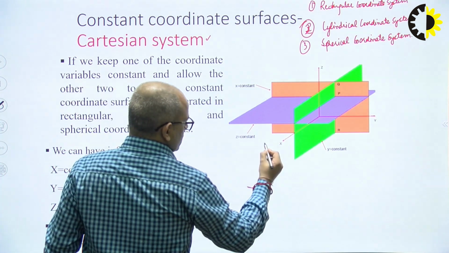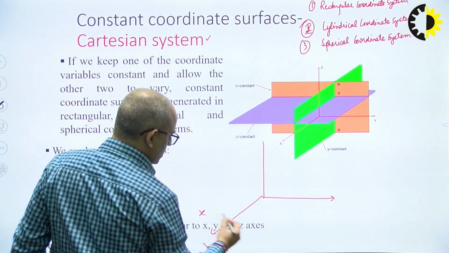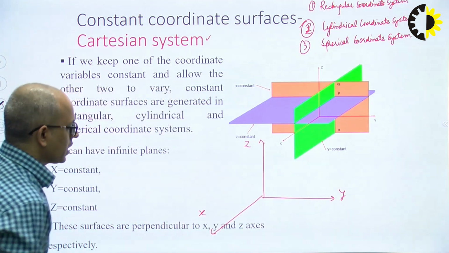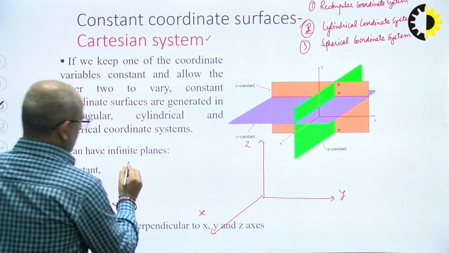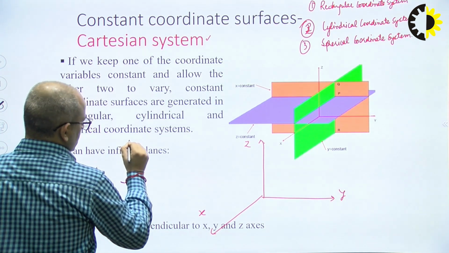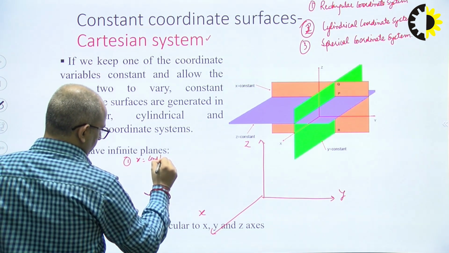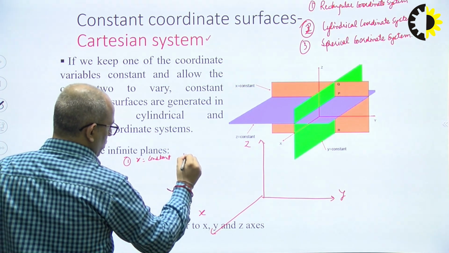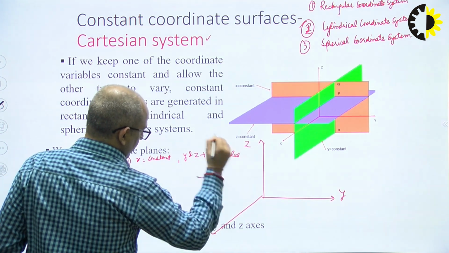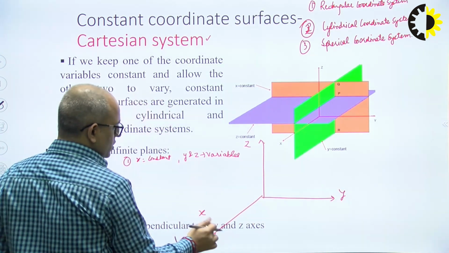So first we'll talk about the rectangular coordinate system. Let's say this one is the rectangular coordinate system. This one is x, y, and this one is z. Case 1: x is constant and y and z are variables.